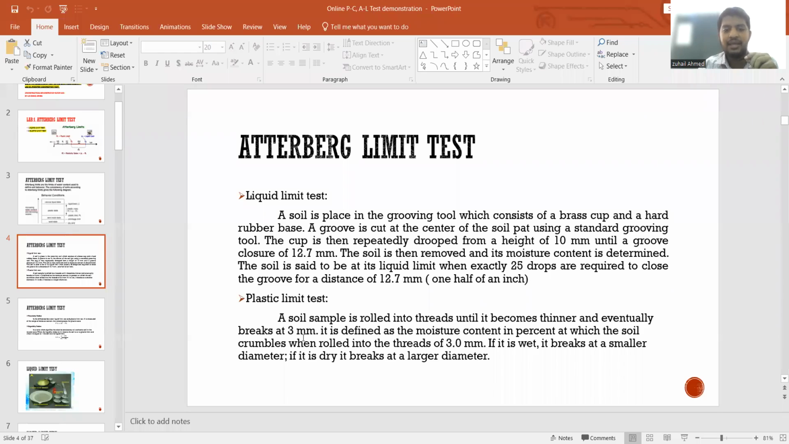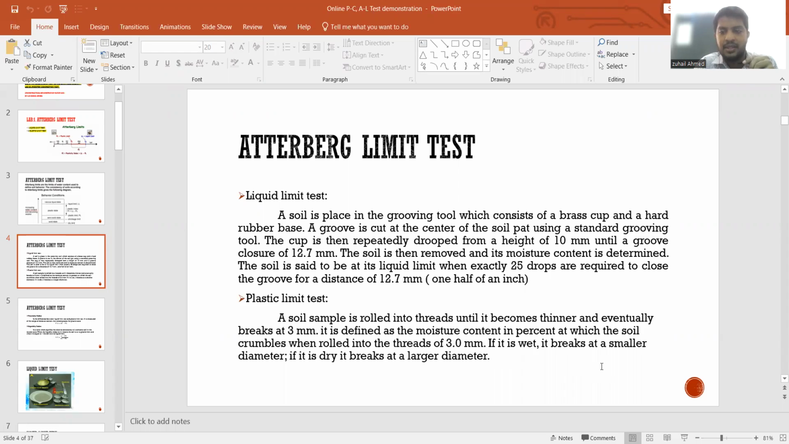That sample we are getting, we are going to find the moisture content of that particular sample. After finding the moisture contents, we will take around 3 samples and find the average of them. That average is normally called the plastic limit test.